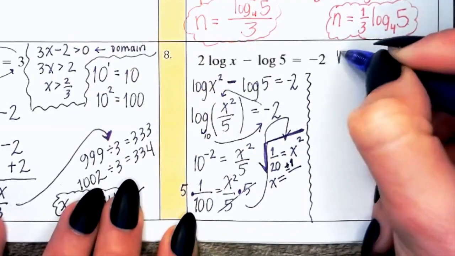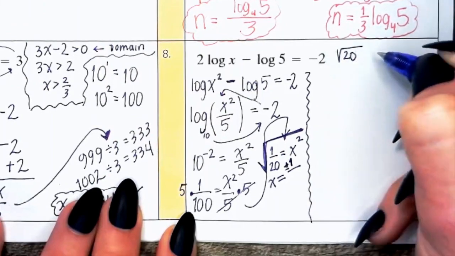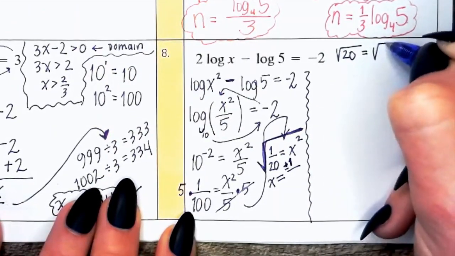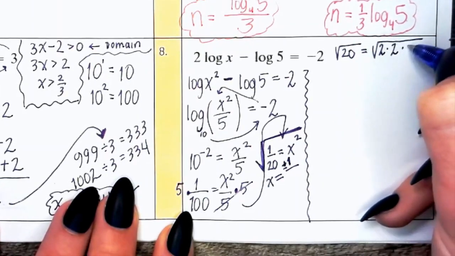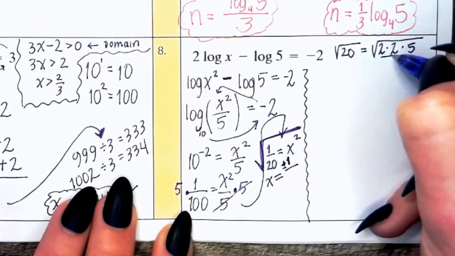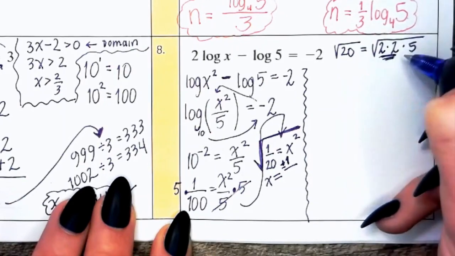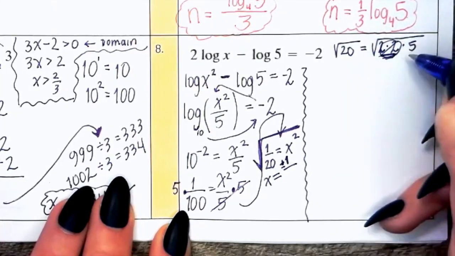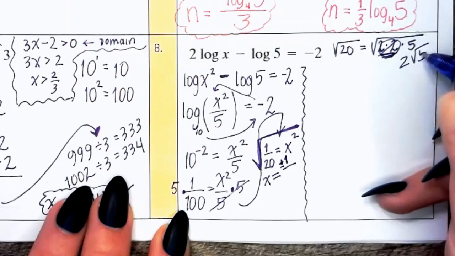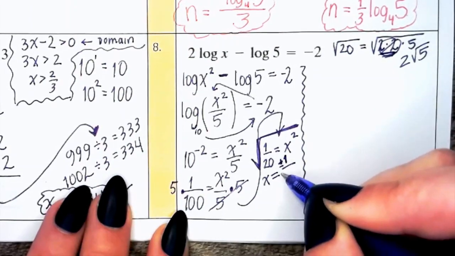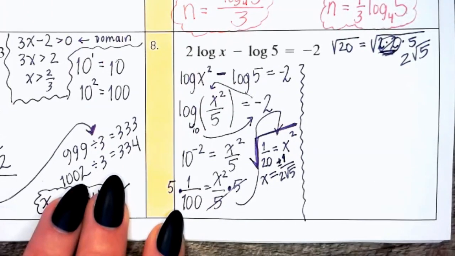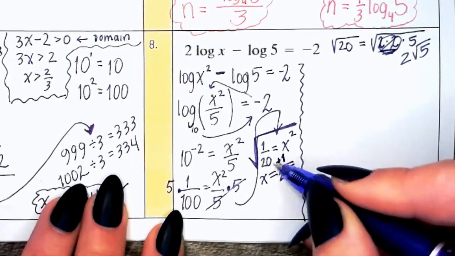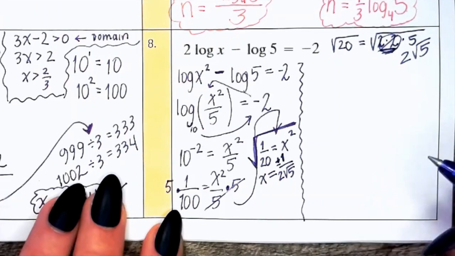Well, if I go up here and make a little practice, 20 is 2 times 10, and 10 is 2 times 5. 2 times 2 is 4. That's a perfect square. Square root of 4 is 2. That comes out when we get 2 square root 5. So plus minus 1 over 2 square root 5. We have one thing left to do. That thing we have to do is rationalize our denominator.